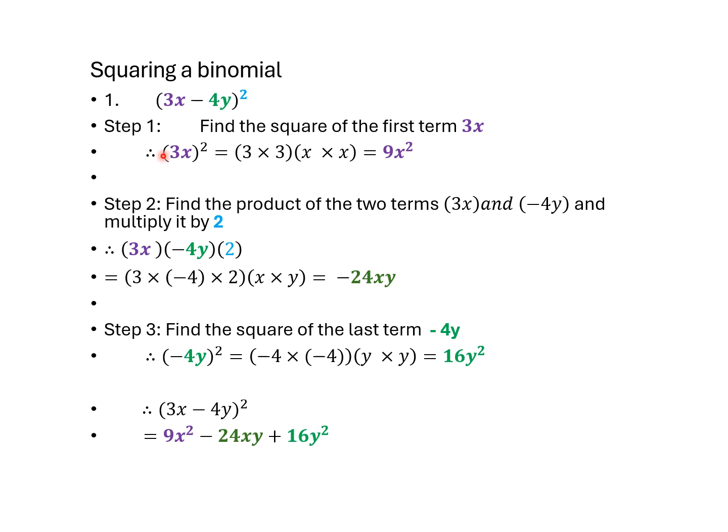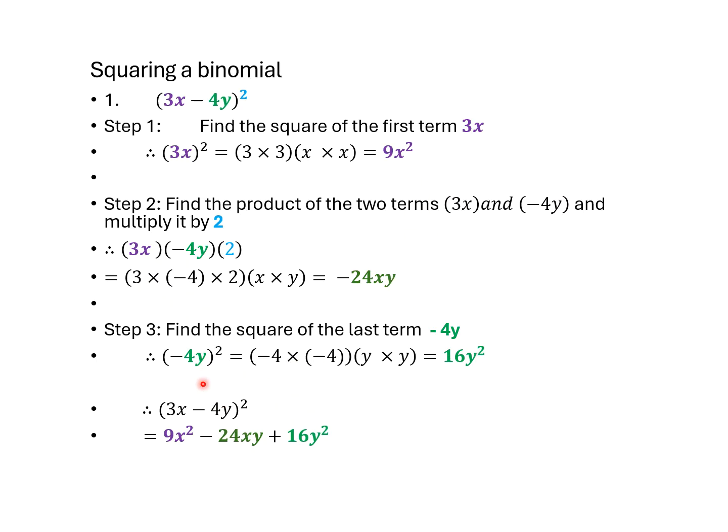Right, and then for the last term, negative 4y squared. Negative times negative gives me positive 16. y times y gives me y squared. So negative 4y squared: negative 4 times negative 4 gives me positive 16, y times y would give me y squared. So that is 16y squared. So there's my 3 terms answer.